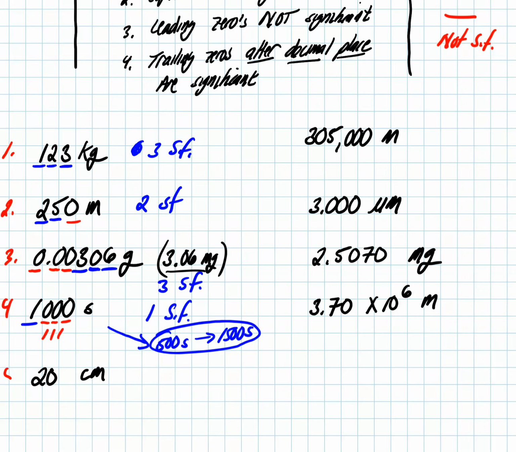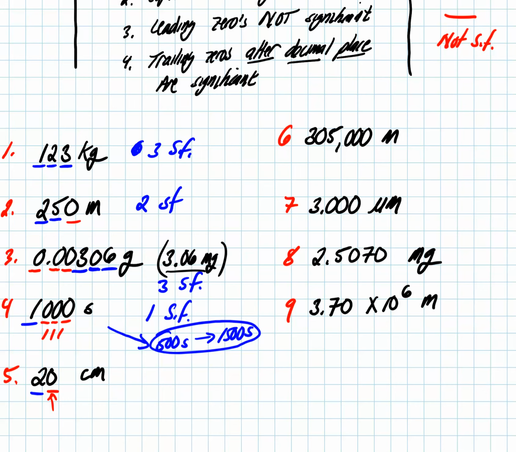Number 5, and then we'll go 6, 7, 8, 9. Number 5, 20 centimeters. The 2 is significant because it's not 0. And the red one is not significant because it's a trailing 0, but there's no decimal place. So that's a placeholder, meaning it's just there so that nobody thinks that 2 is 2. That 2 really represents 20 centimeters.